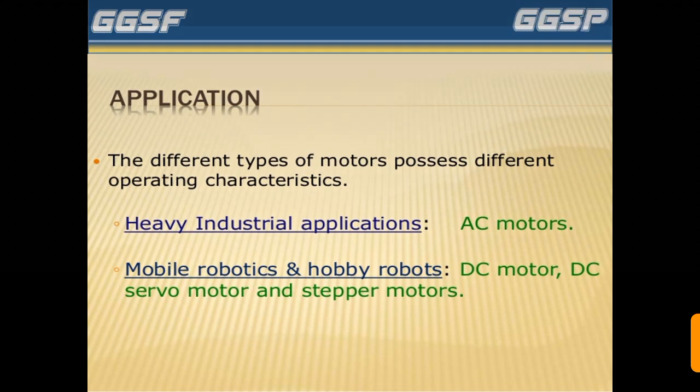So what are the applications? The different types of motors possess different operating characteristics. In heavy industrial applications we use AC motors, and in mobile robotics and hobby robots we use DC motors, DC servo motors and stepper motors.